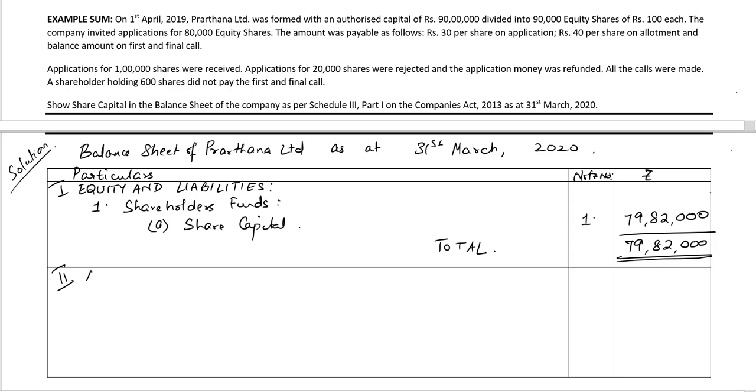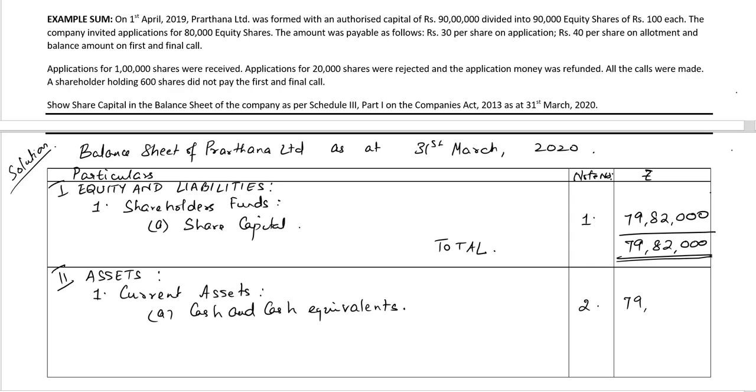We'll go on to the second part of the balance sheet, Roman number 2, assets. We have 1, current asset. And under that, A, cash and cash equivalents. The amount of cash and cash equivalents as per note 2 is 79,82,000 rupees. And the total of the asset side of the balance sheet is also 79,82,000 rupees.